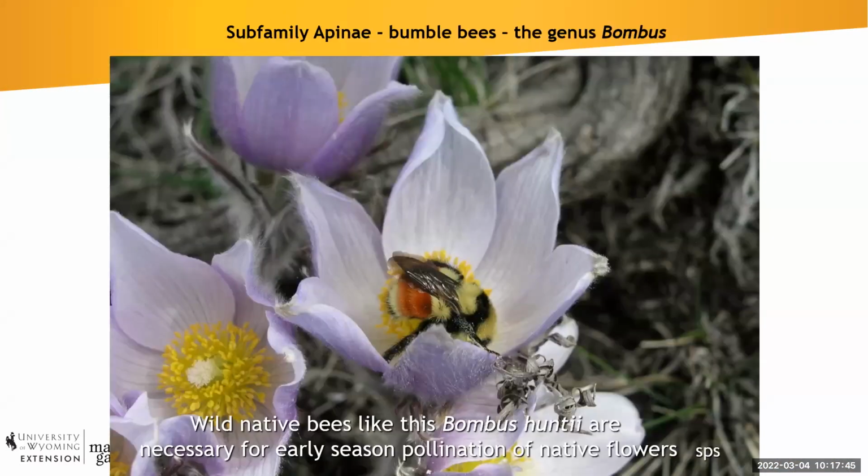So within that Apoidea are subfamilies, and all the insect subfamilies in Apidae. So the bumblebees are within that, and most of the bumblebees are in the genus Bombus. And wild native bees are really important to our early season flowering plants because European honeybees can't successfully stay airborne at temperatures lower than about 50 degrees Fahrenheit.